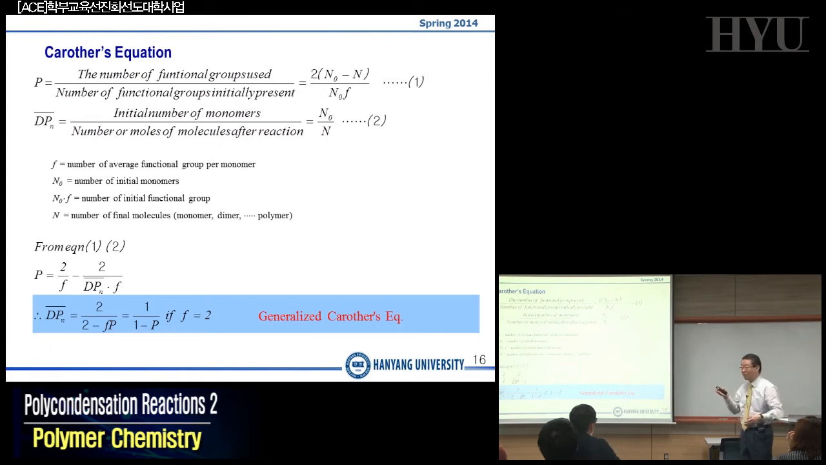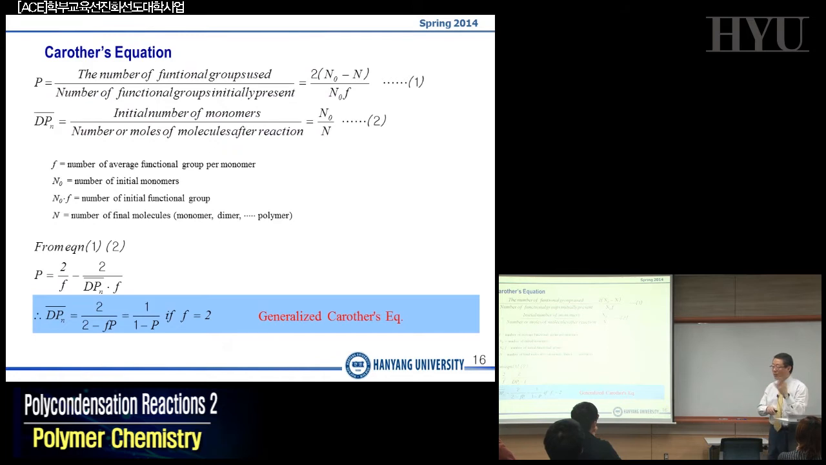But instead of F, we have just put 2 here, and I wanted to ask you why we put 2 instead of F. It's a very simple question, but very meaningful. This is the initial number here in the denominator, whereas we have functional groups that were consumed, or reacted, or used.